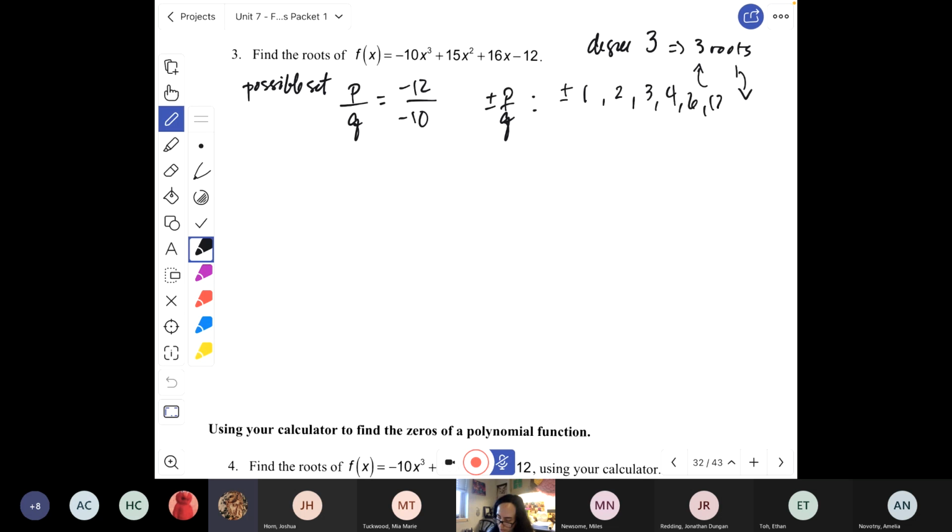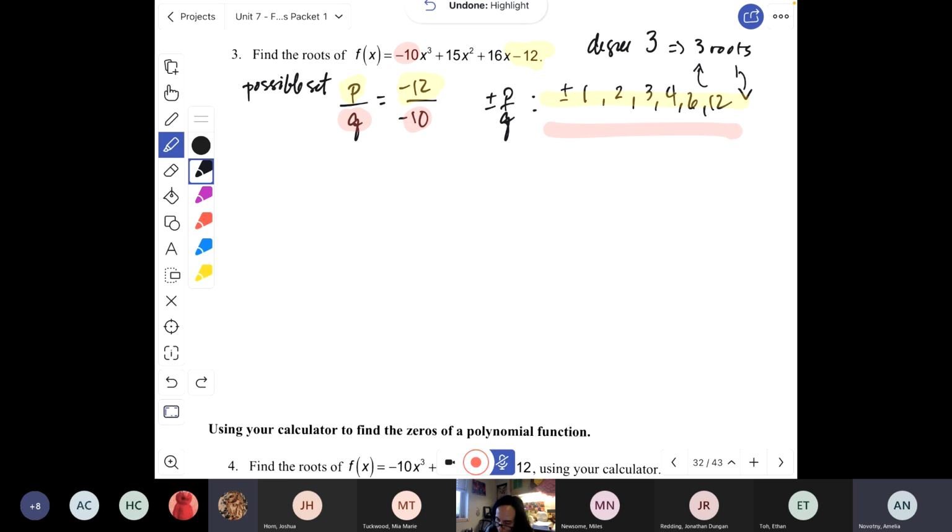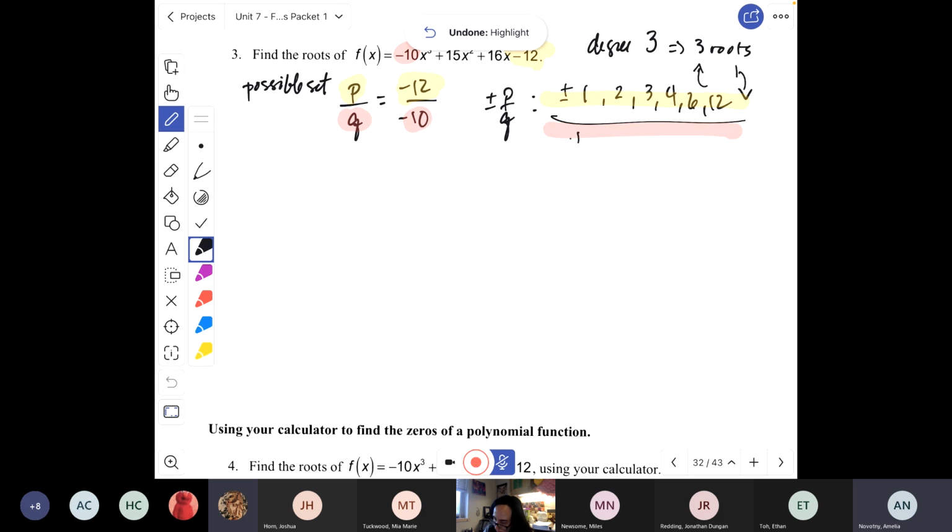Do you see where I got those numbers? P is the constant. The factors of 12 are there. Now I'm looking at Q. What is Q? Q is negative 10. So what are all the possible factors of Q? Plus or minus 1, plus or minus 2, plus or minus 5, and plus or minus 10. Beautiful. Now, that is going to allow us to write the set of all possible roots.